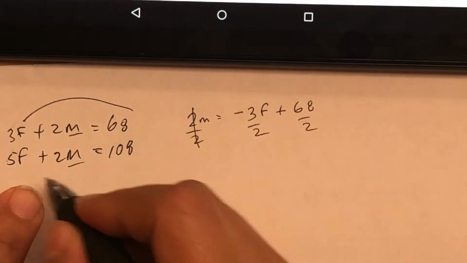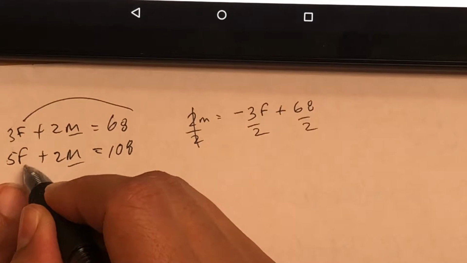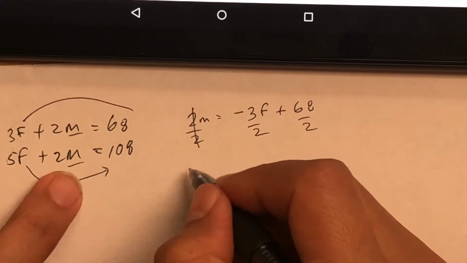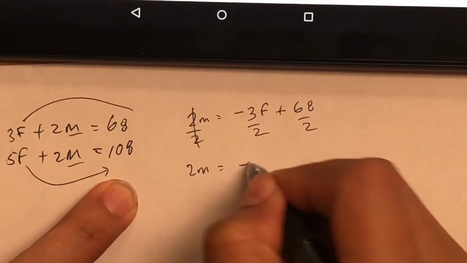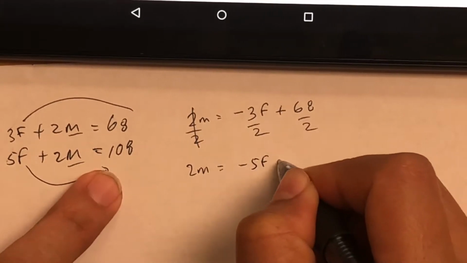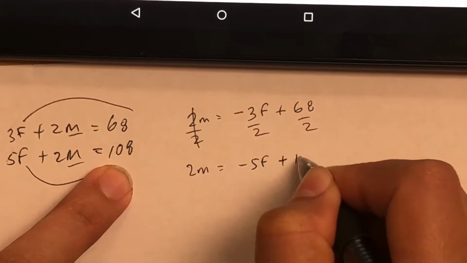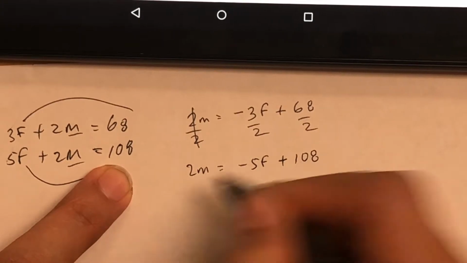This one, take 5F to the other side, so it's going to be 2M left here. This is going to become negative 5F, and then plus the 108 divided by 2.